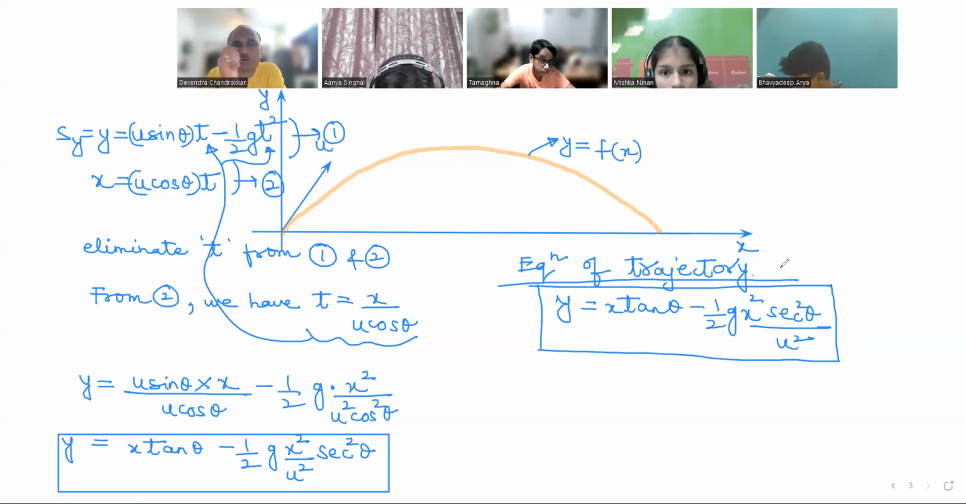And your homework for tomorrow is to practice all these derivations at least 2 times, so that without referring to any notes, you can do it on your own. Okay? And read projectile motion from Concepts of Physics, H.C. Verma. ये करना है आप लोगों को.